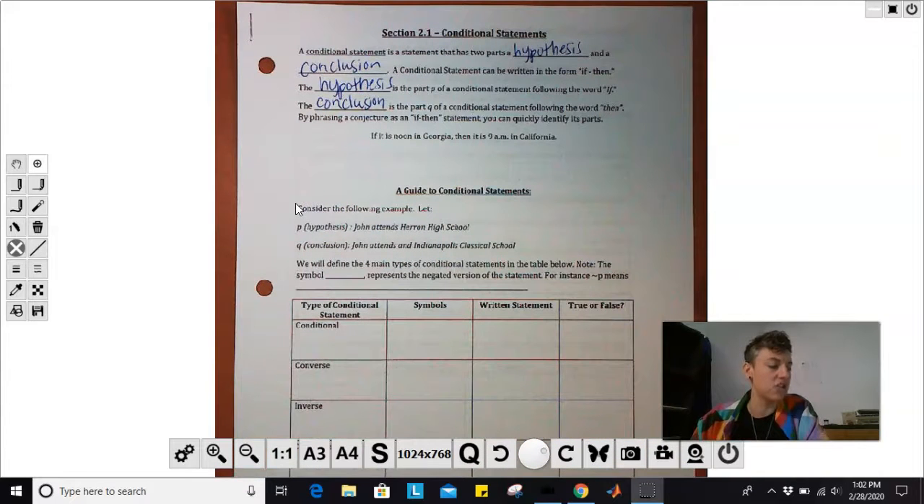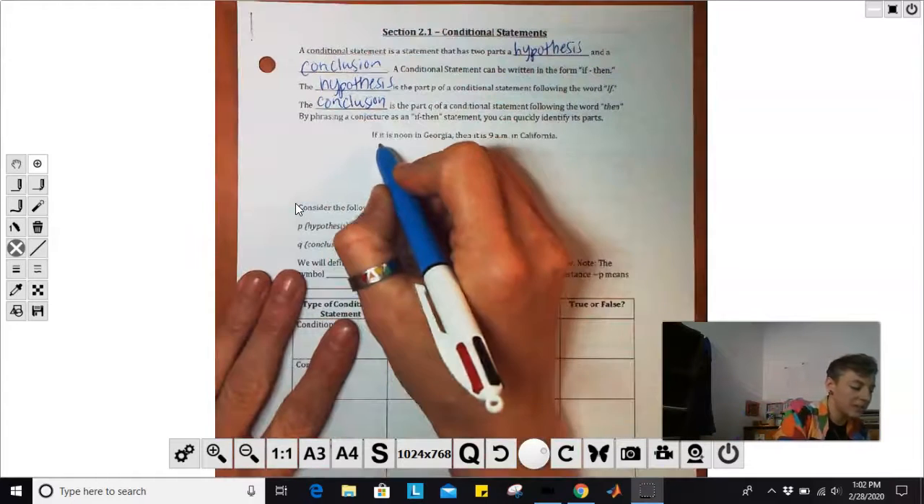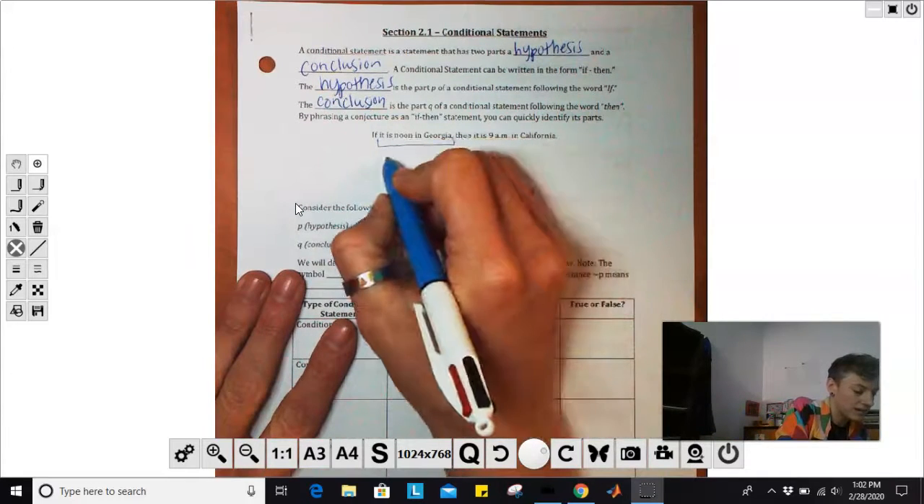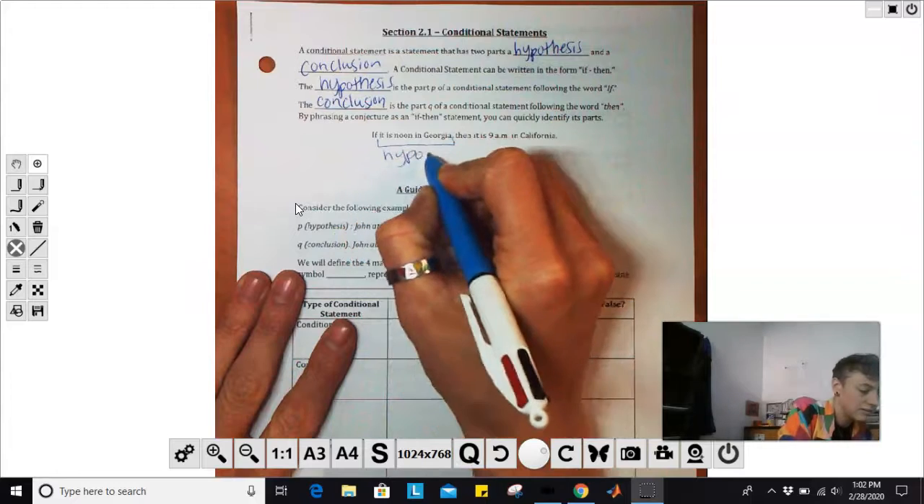By phrasing a conjecture as an if-then statement, we can quickly identify its parts. So we've got the statement, if it is noon in Georgia, then it is 9 a.m. in California. All right, B2, what is the hypothesis if it's the stuff that comes after the word if? It is noon in Georgia. Nicely done, B2. That's our hypothesis.